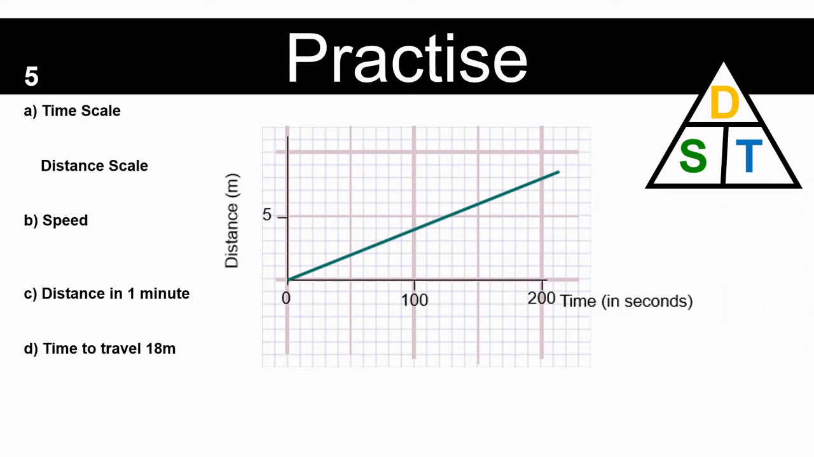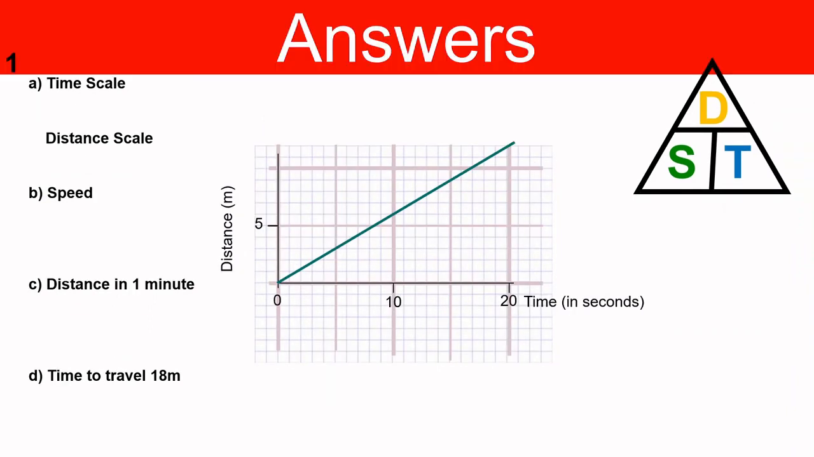For question 1, the time scale shows 10 squares make up 10 seconds, so each square is worth 1 second. The distance scale shows 5 squares make up 5 meters, so 1 square is worth 1 meter. The speed I can work out from any point along the line. However, this point is not very clear. It looks like it takes 2 seconds to travel 1 meter, but is that true?